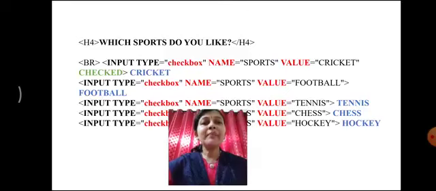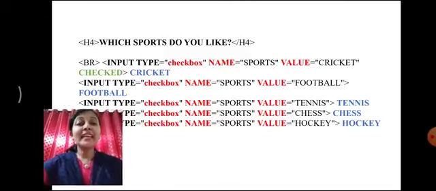Next, what do you mean by checkbox? How to create the checkbox? Checkbox means, if the visitor wants to select more than one option, for that we use the checkbox. So here input type is equals to checkbox, name equals to sports. Name is an attribute. Value is equals to cricket. Value is an attribute. And here checked, and after that a message has been written as cricket.